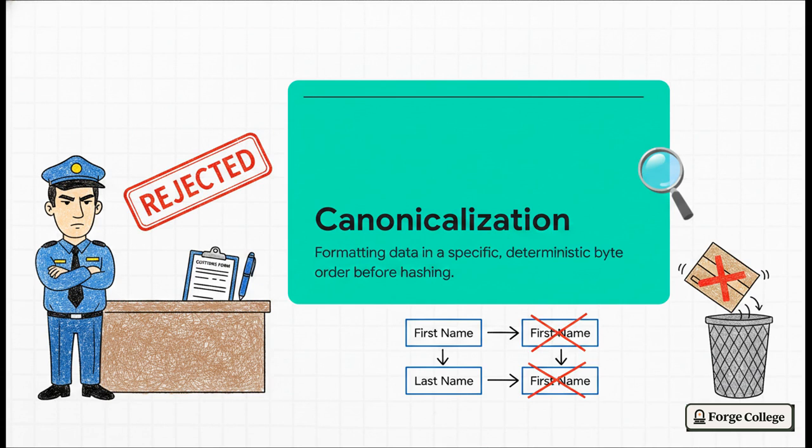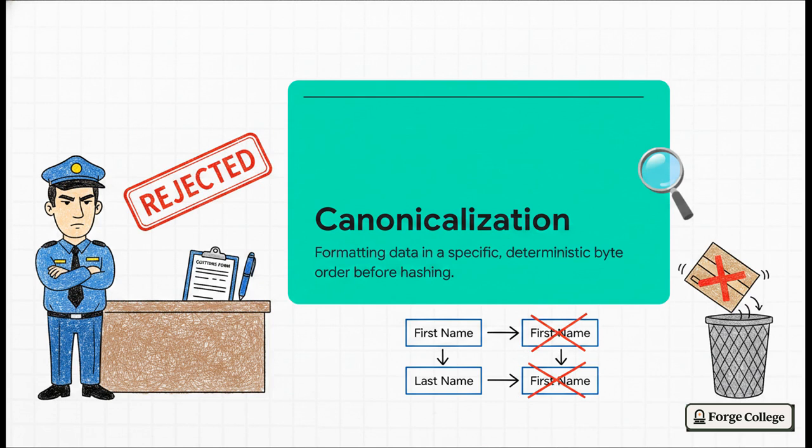The entry point is like an extremely strict customs officer who will flat out reject your package if a single tiny detail is out of order. And their absolute favorite rule is canonicalization. Now, canonicalization is really just a fancy word for filling out the customs form in the exact non-negotiable order requested.